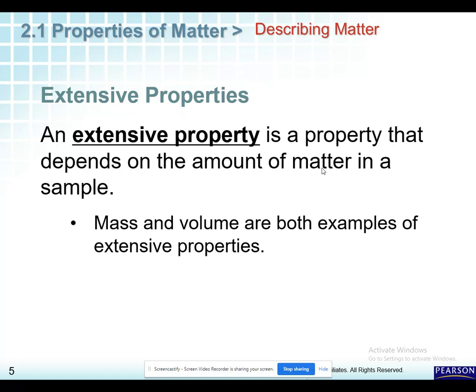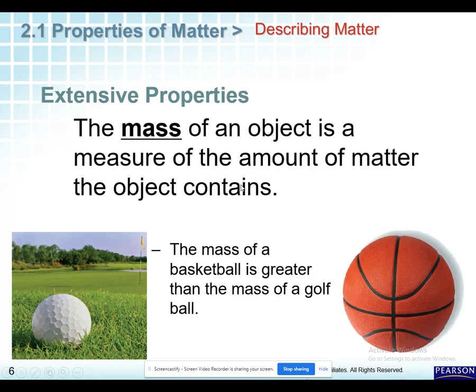So here's the definition of extensive. An extensive property is a property that depends on the amount of matter that you have in a sample. So how much? So again, how much? Do you have a lot? A little? And two that we're going to talk about specifically, mass and volume, are going to be extensive properties that depend on how much you have.